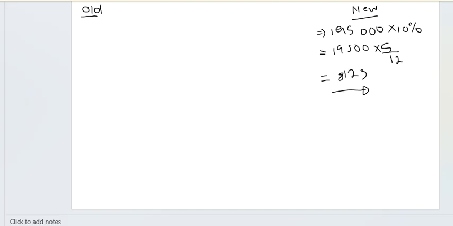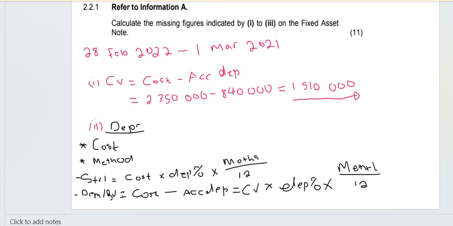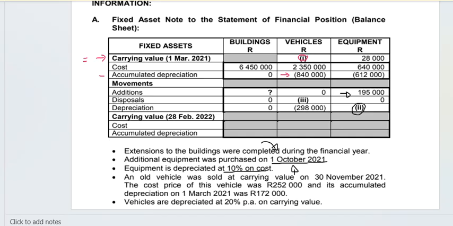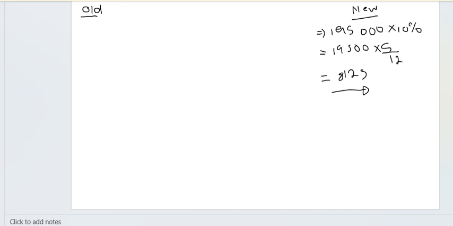Let us go back to old. In order for us to be able to calculate the old depreciation, I used to tell my students this: whenever you are about to calculate a depreciation for old vehicles or old equipment or furniture, you must do something. It is very important. I'm putting exclamation marks here. Inspection.